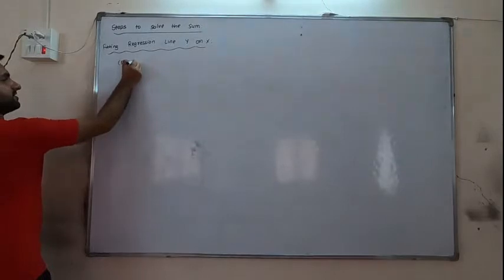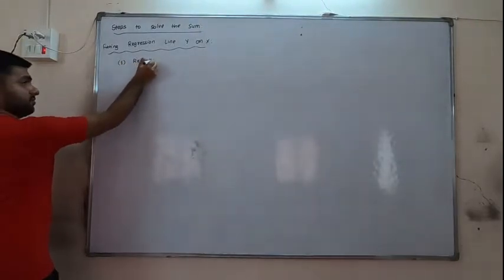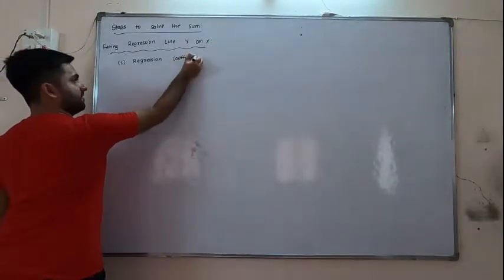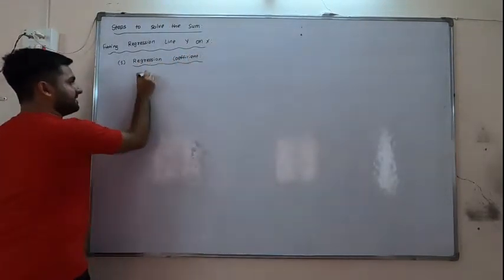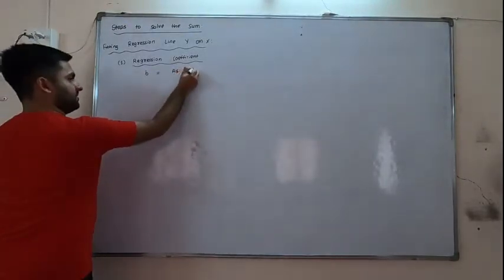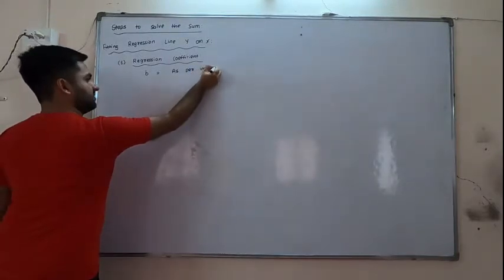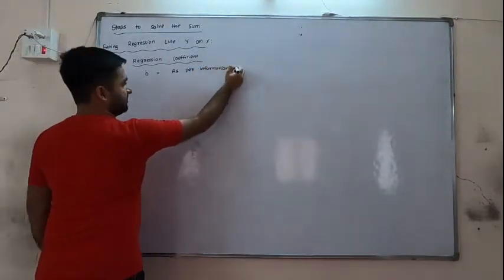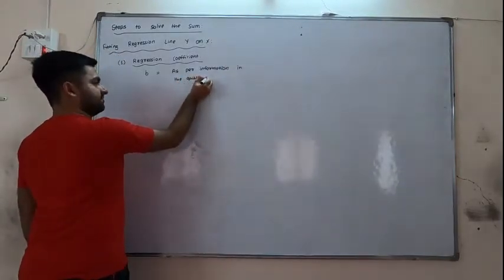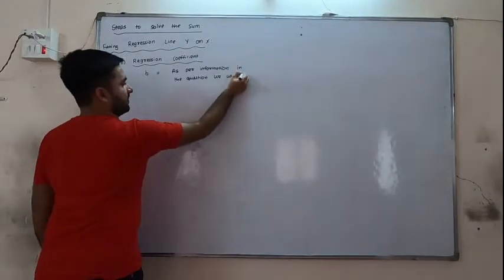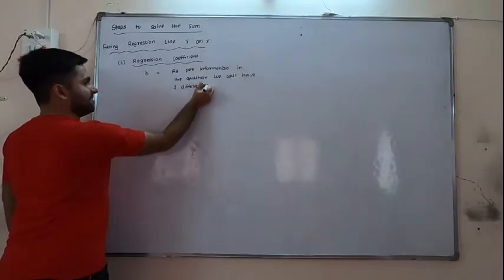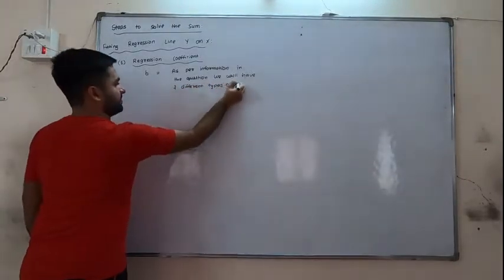In that, the first step, you should do the sum with the heading regression coefficient, and that is b. B is equal to, as per the information in the question, we will have 7 different types of formulas.